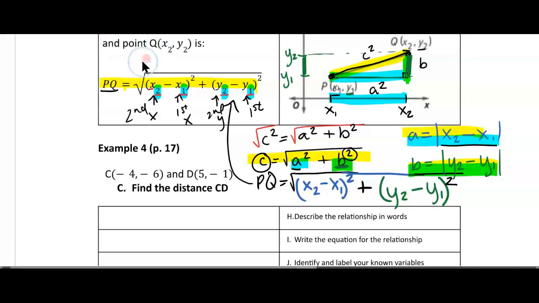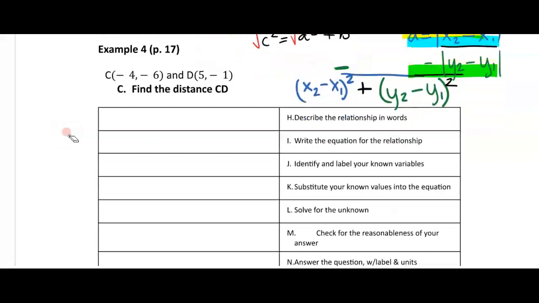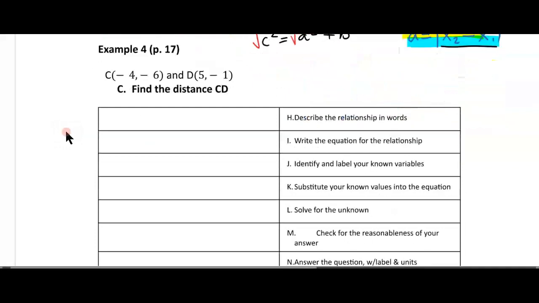Okay? So we have this example. I'm going to erase this so we can focus, which is to find the distance CD if C is -4, -6, and D is 5, -1. And our first thing to note is our relationship in words. Because we're finding CD with x and y coordinates instead of just a number line, this is going to be distance on the coordinate plane.